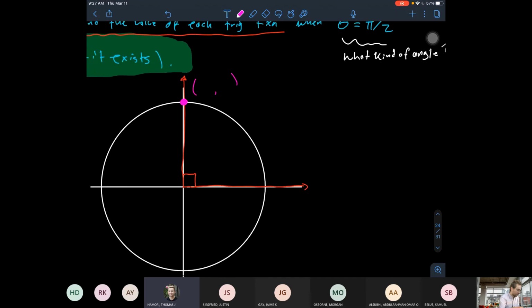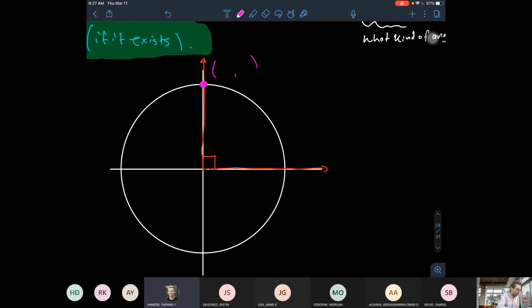You're close. 1, 1 would say 1 comma 1 would say go to the right 1 and then up 1, and we would get here. Yeah, I think we should have 0 comma 1. We don't move left or right at all, so we just say 0, okay?